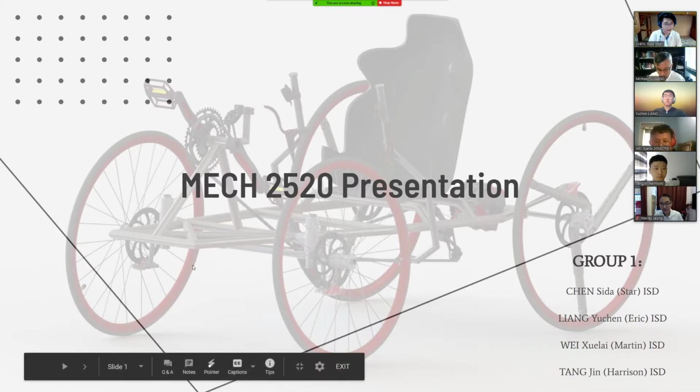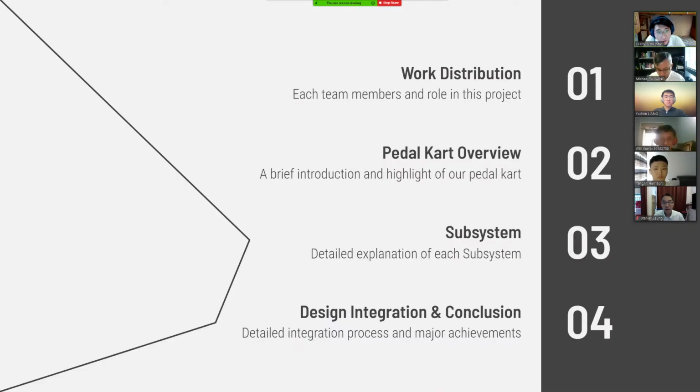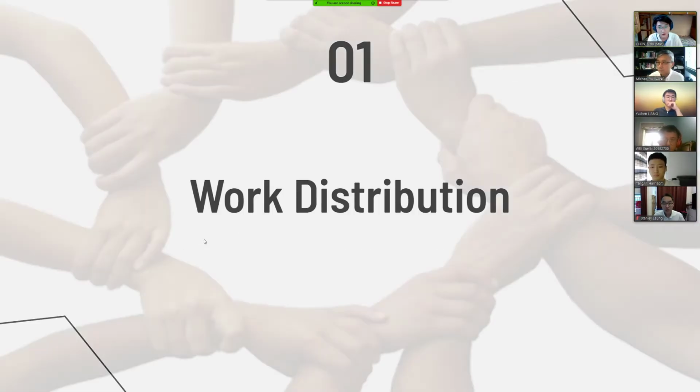Let's start. Hello, Professor. We are Group 1. Today we'll present our final pedal car design. We have 4 parts: work distribution, pedal car overview, subsystems, and design integration and conclusion. First, let's talk about the work distribution.